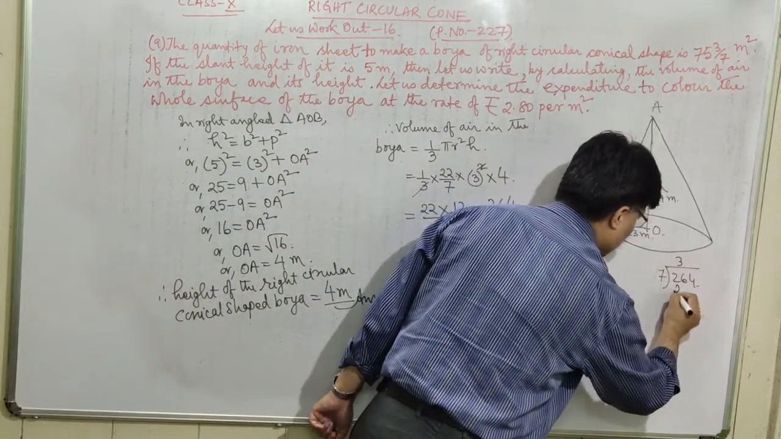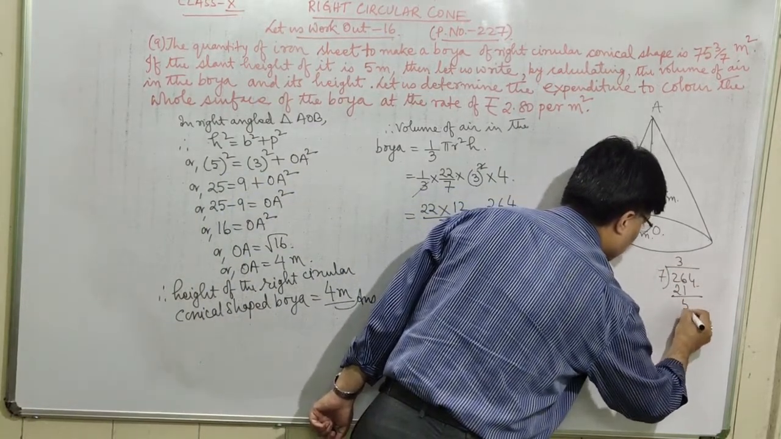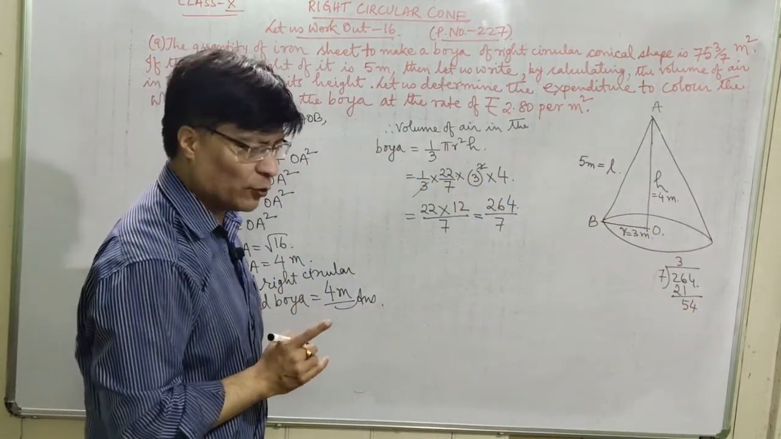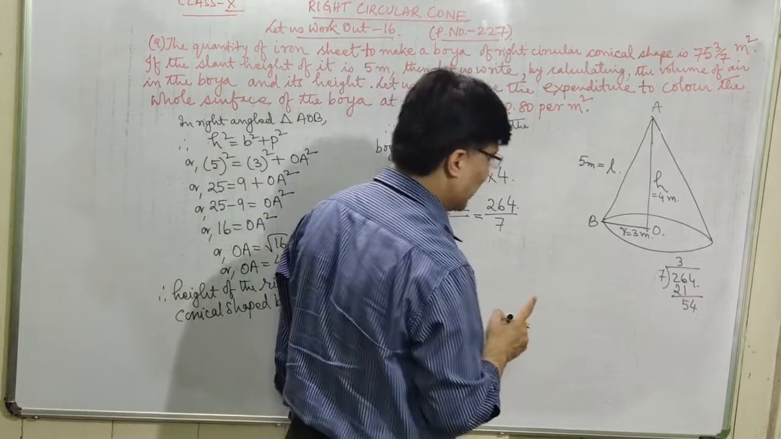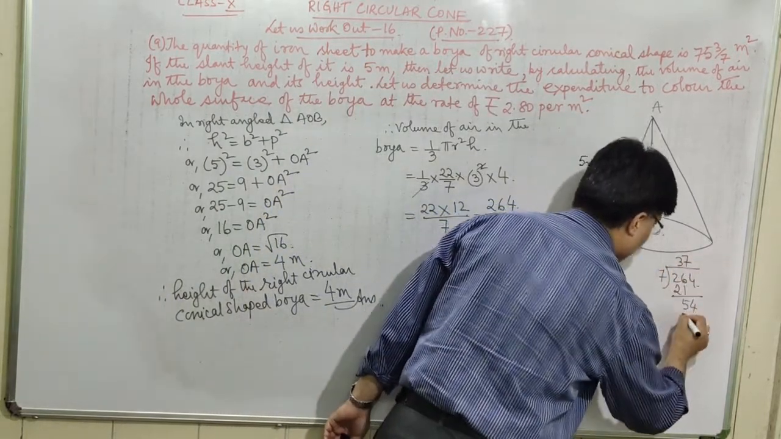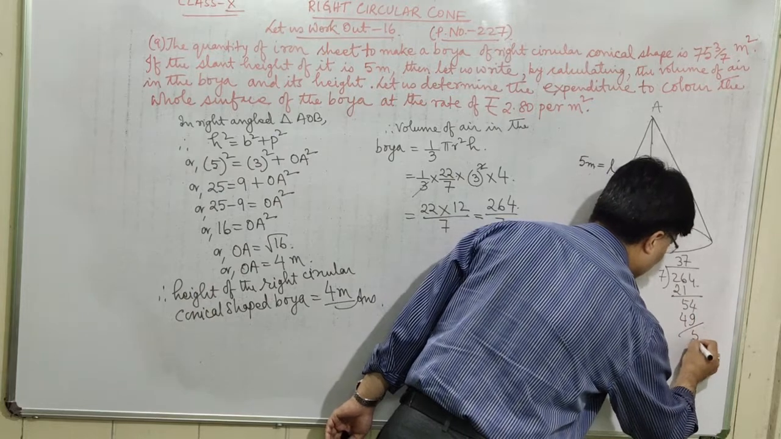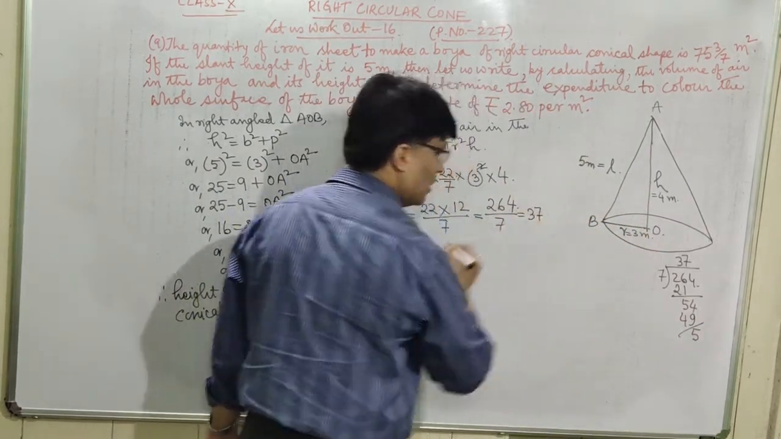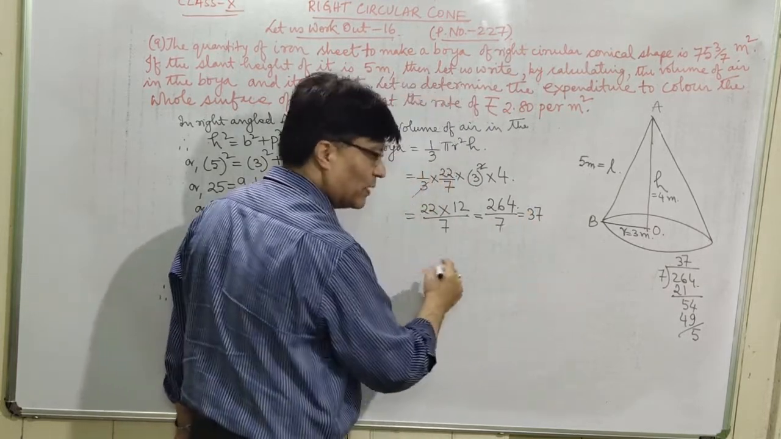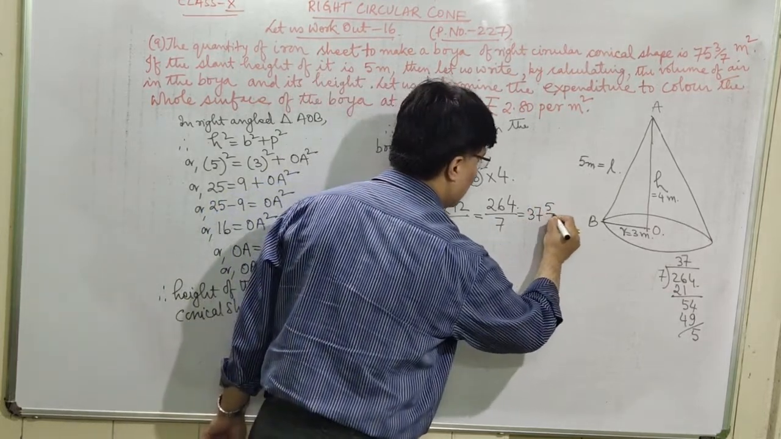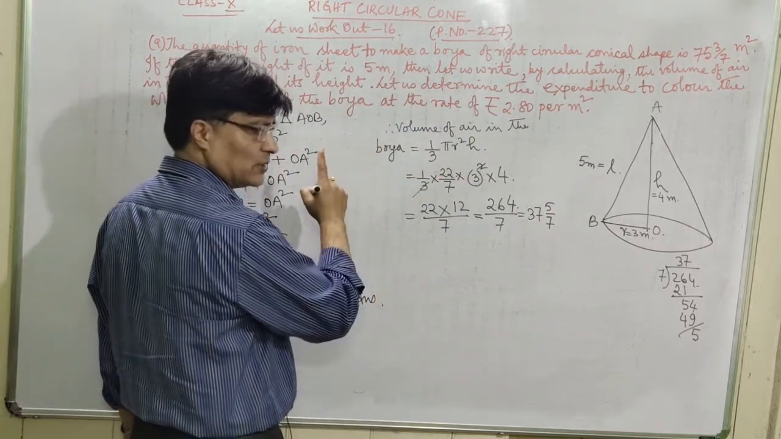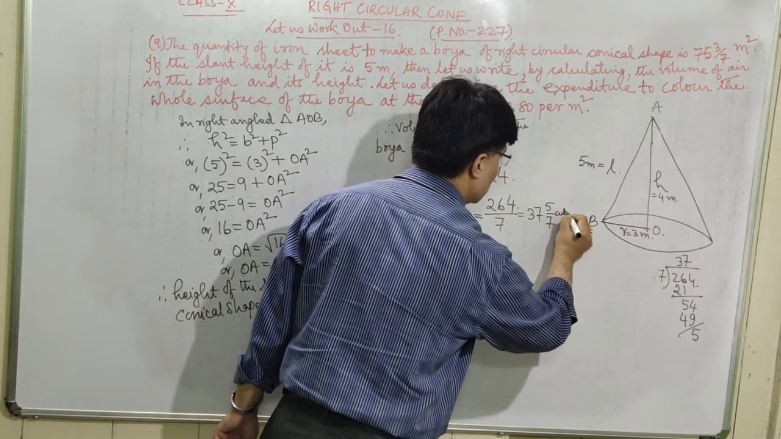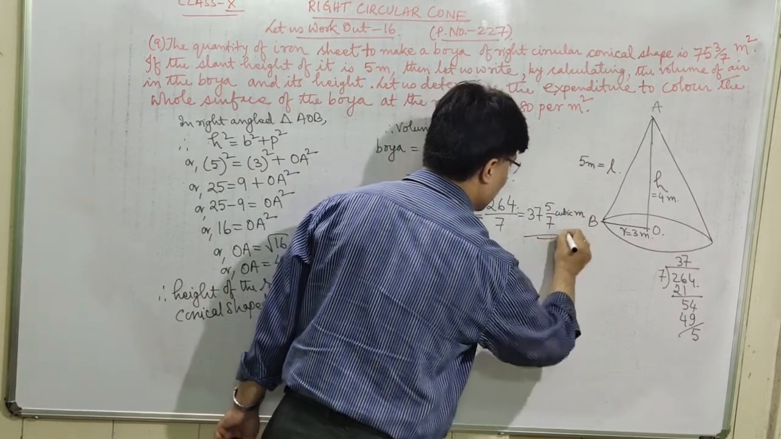So it is 7 3s are 21. It is 54, right? 6 minus 1 is 5, 54. 7 7s are 49. What is the remainder? 5. So it is 37 whole number. What is the fraction? Remainder upon divisor, that is 5/7. What is the unit? Since it is volume, this is cubic meter.